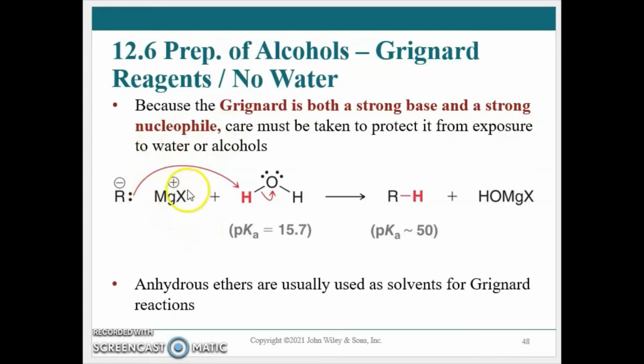For the same reason, the workup of the Grignard reagent is where the protic solvent is introduced to effect the proton transfer step, and it also means that the substrate can't contain acidic hydrogens, so no carboxylic acid groups or alcohols, because they will consume the Grignard reagent.